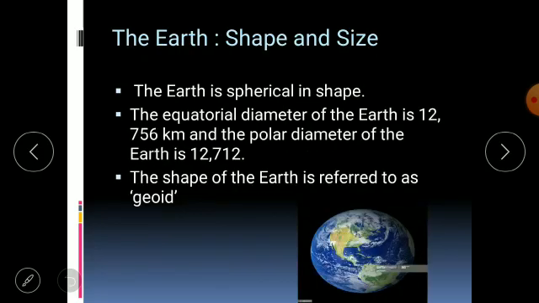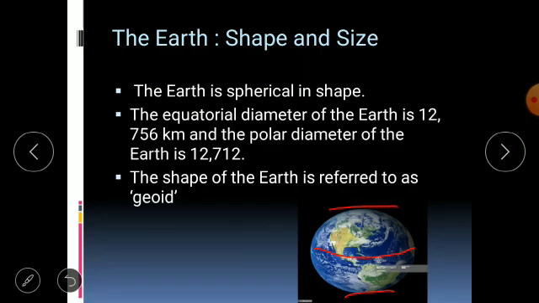Children, as you know, the earth is spherical in shape, though it is not a perfect sphere. But the pictures of the earth taken by astronauts clearly show that it is slightly bulging at the equator and flattened at the poles. Bulging at the equator means it is slightly bulging at the equator, and see, it is a little flattened at the poles.